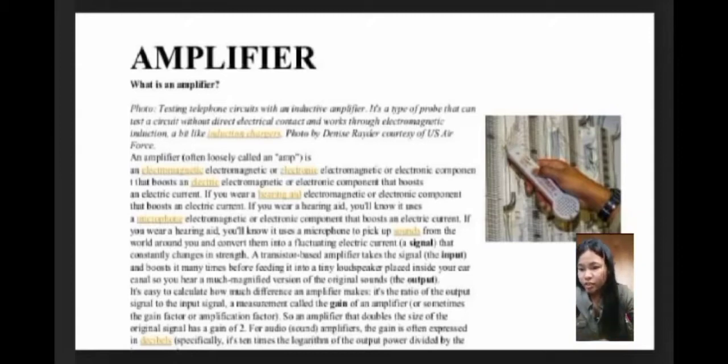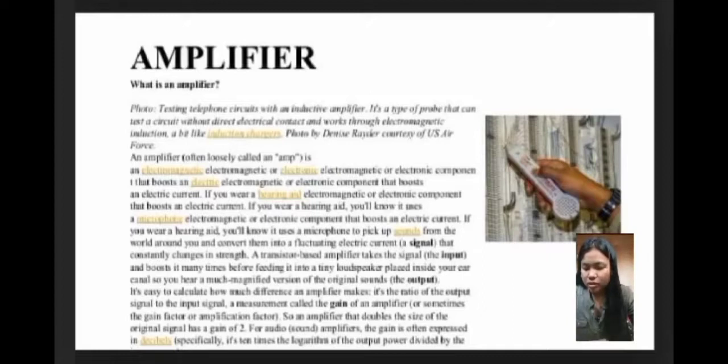An amplifier is an electromagnetic or electronic component that boosts an electronic current. If you wear a hearing aid, you'll know it uses a microphone to pick up sounds from the world around you and convert them into a functioning electric current, or a signal that constantly changes in strength.